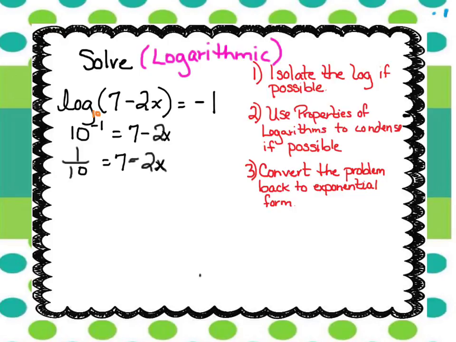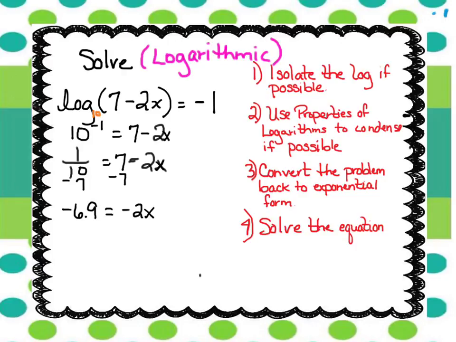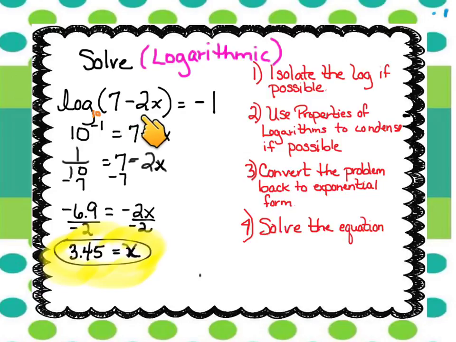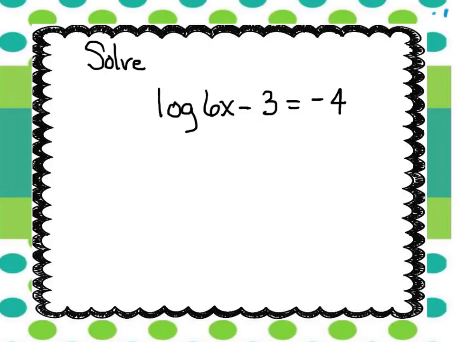We will get the following answer, 3.45. Okay? Again, you can check that answer by plugging that in for this, and you will get that answer. Okay, again, as you can see, this is a little different. This log is not isolated because of the absence of parentheses, and so we are going to actually add 3 to both sides.